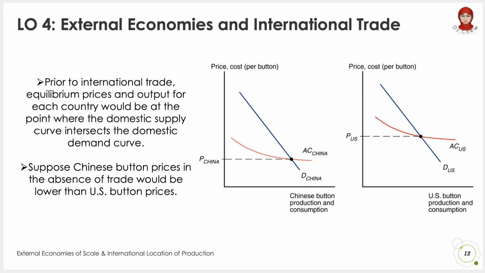In both China and the United States, equilibrium prices and output would be at the point where the domestic supply curve intersects the domestic demand curve. In the case shown in this figure, Chinese button prices in the absence of trade would be lower than US button prices.